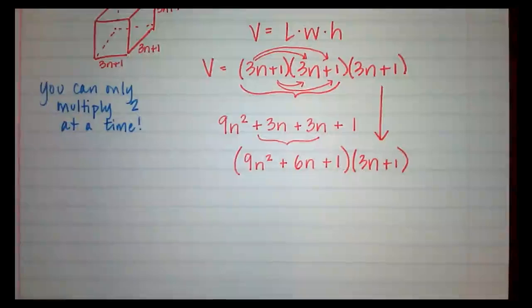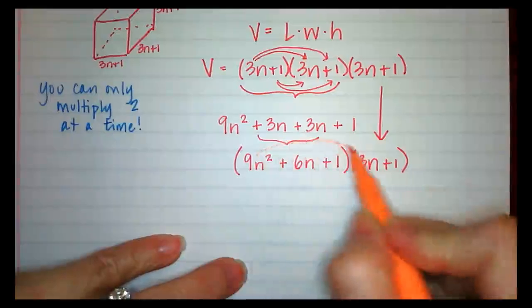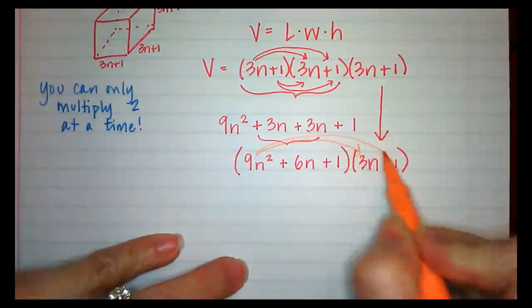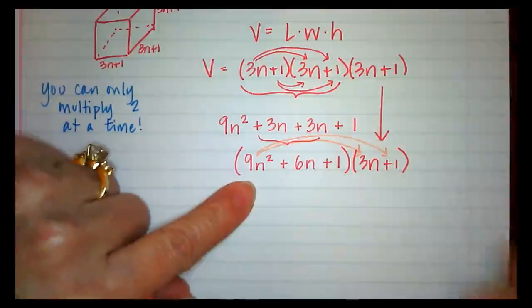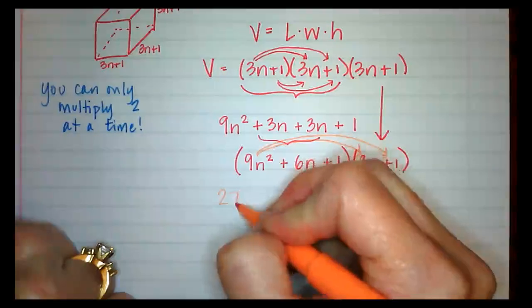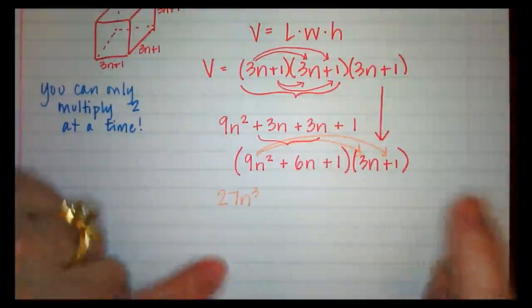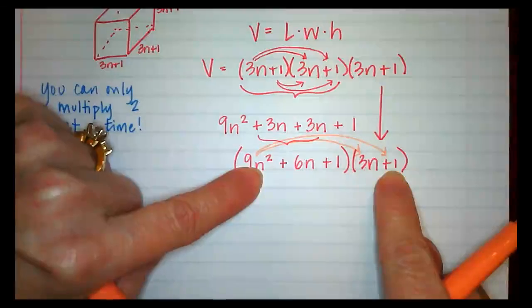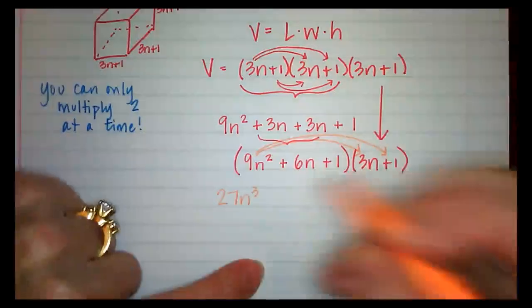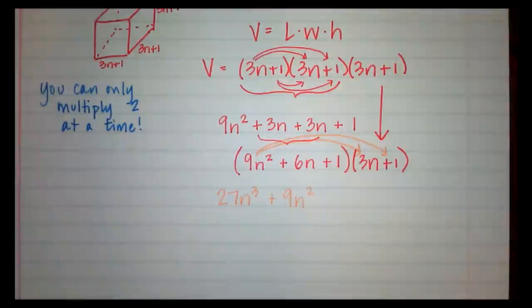All right, so here we go. So first up, maybe I'll do some colors just to make this a little more exciting. So we need to multiply those two by 9n squared. So we multiply, we'll get 27n cubed. Remember, we add the exponents on the variables. And then we multiply 9n squared times 1, which is going to be 9n squared.